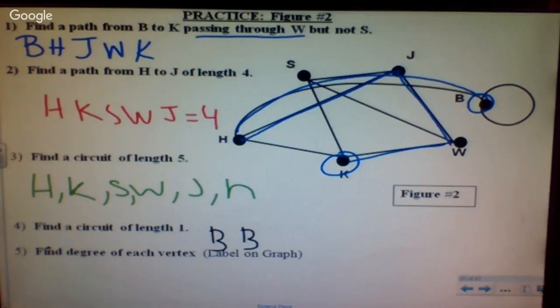Okay? Who's got number 5? You can just go up and mark the numbers by the dots.